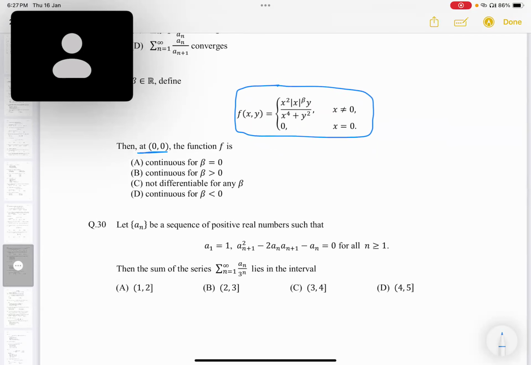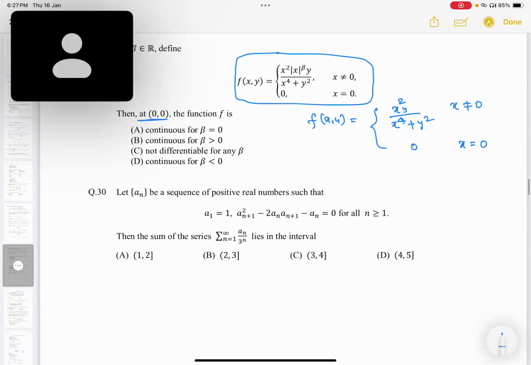So for beta equals 0, this function f of x y will be equal to x square y upon x to the power 4 plus y square, right? And 0, for x not equal to 0 and x equal to 0 respectively. So what can you say about the continuity at this point? First check the limit of this function, limit x y tends to 0, 0, of x square y upon x to the power 4 plus y square, right?